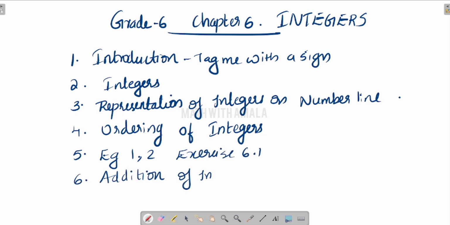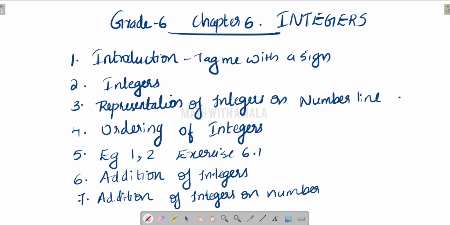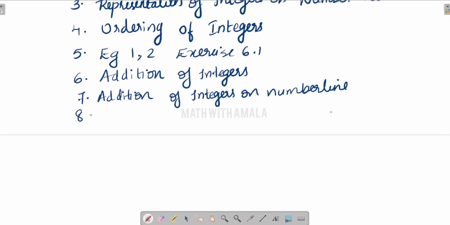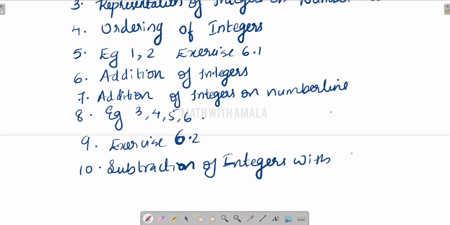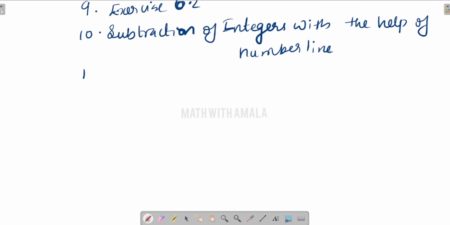Then the sixth part contains addition of integers. Then the seventh part contains addition of integers on the number line. Eighth part contains examples number 3, 4, 5 and 6. And in the ninth part you can see exercise 6.2. In the 10th, subtraction of integers with the help of the number line. Then the 11th one, examples 7, 8, 9. Then the 12th one contains exercise number 6.3.